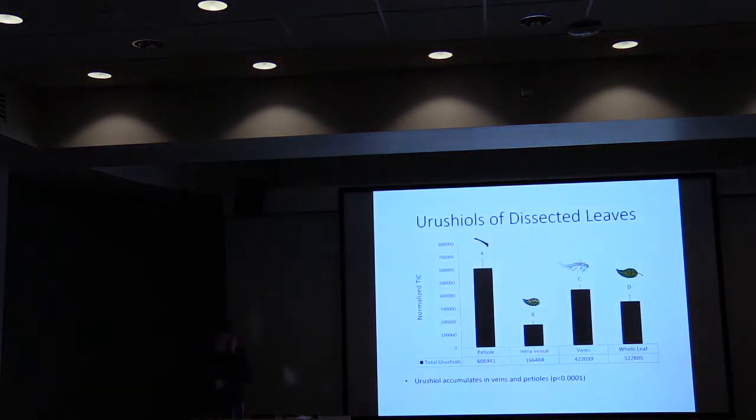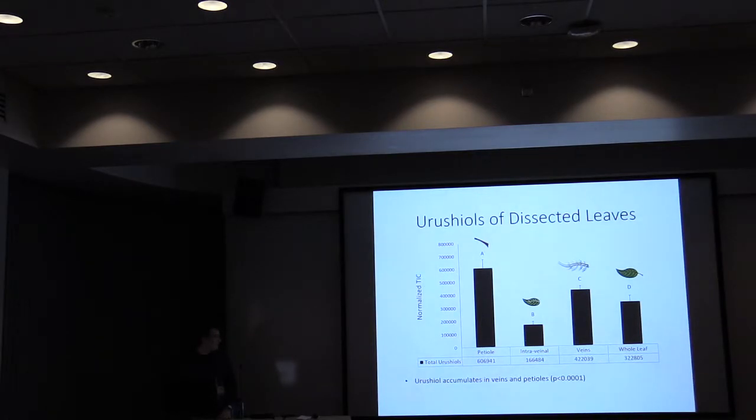Looking at the results here, it is consistent with some of the previous work that had been done. Woodier vascular type tissues like the petiole and the veins tend to accumulate more urushiols than the interveinal leaf tissues. And the whole leaf is, as you would expect, somewhere a mix between all three of those.